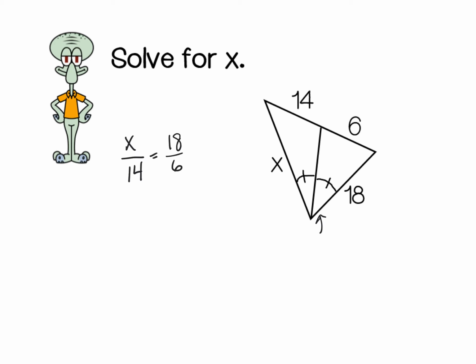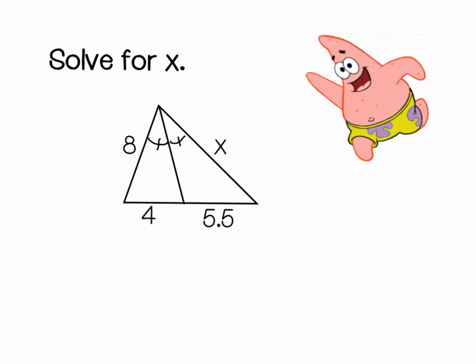So now I just need to cross multiply, and I would have 6x equals, oops, sorry, I'm not good with my calculator right now. Okay, so 6x equals 252, divide by 6, and you should get 42. So x is equivalent to 42. That's all there is to it. I have one more example.